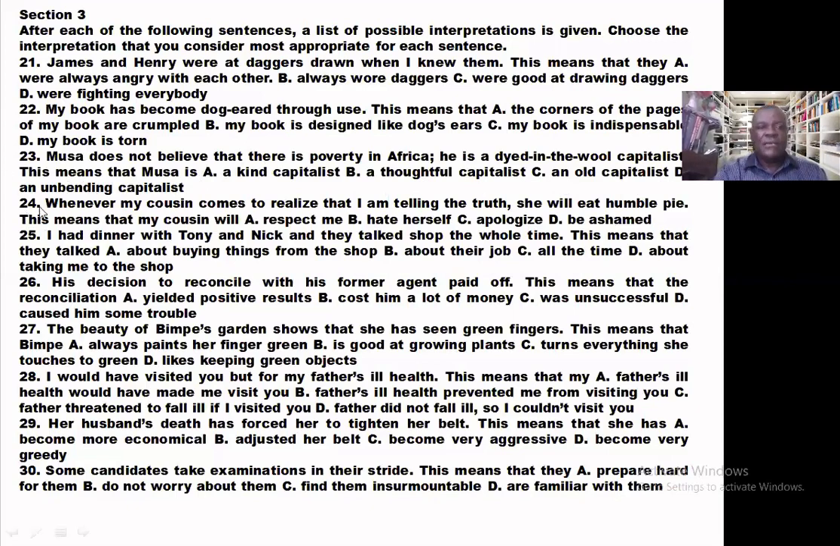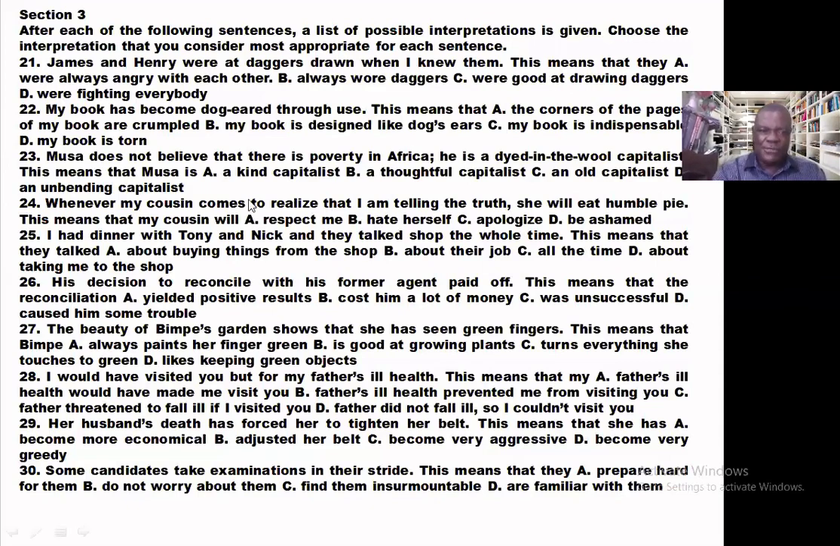All right? Number 24, whenever my cousin comes to realize that I am telling the truth, she will eat humble pie. When you eat humble pie, the word humble there means you have realized, you have now come to your senses. You have come down from your arrogant position. You have humbled yourself. So what picture does it create in your mind?